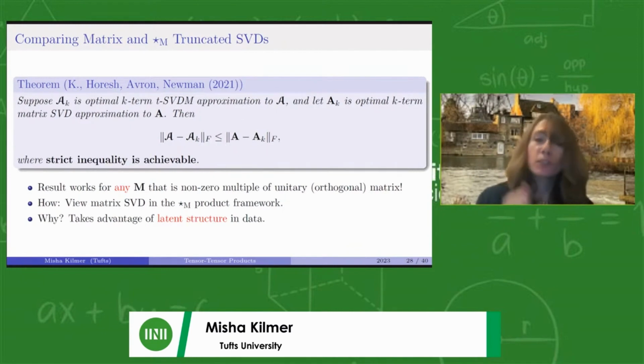And what's important here is that the strict inequality is achievable, that this result holds for any M that is a non-zero multiple of a unitary or orthogonal matrix. I won't go into the proof of why this works, but it's because I can take the matrix SVD and write it in the star M product framework. And the reason I can get strict inequality is because I'm able to take advantage of latent structure in the data that we don't see if I unwrap it and treat it in this matricized form.